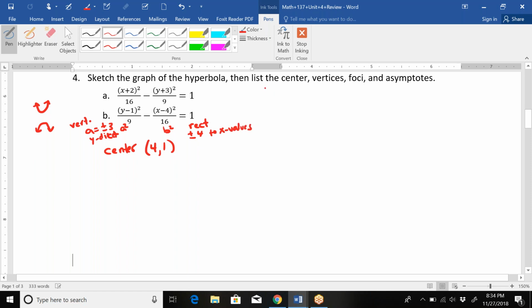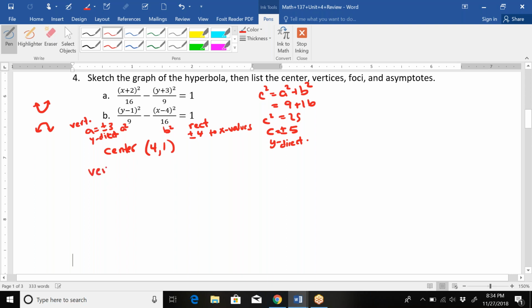I need to find my foci value. So c squared is a squared plus b squared with a hyperbola. So that is 9 plus 16, which is 25. So that's going to be plus or minus 5. And that is also going to be in the same direction as the vertices, so that's going to be in the y direction. Okay, so let's find all of our points and then we'll talk about our asymptotes.